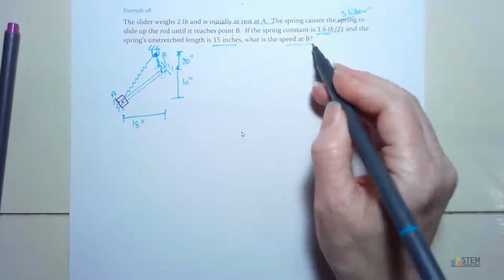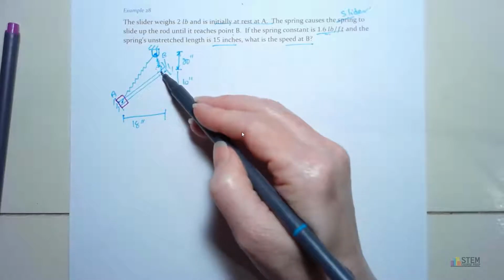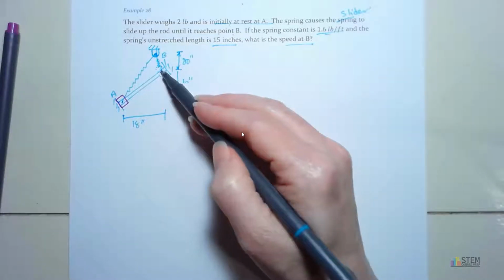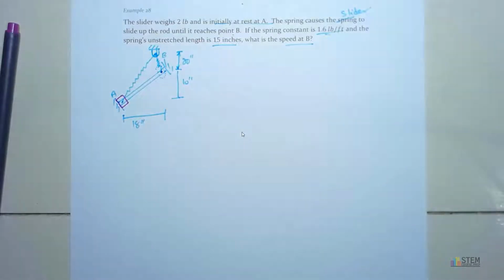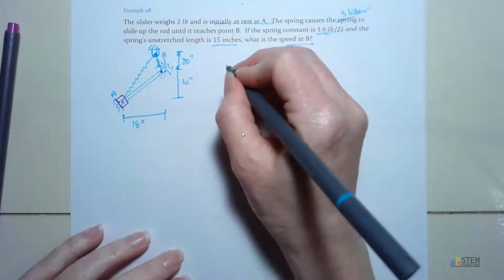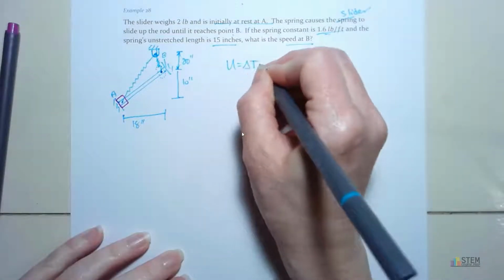We want to know the speed at B. So the speed with the slider gets right here. Okay, and then this spring should be vertical. Now, what we're going to do is we're going to use our work energy balance equation we just came up with. All right, and that was this one right here.